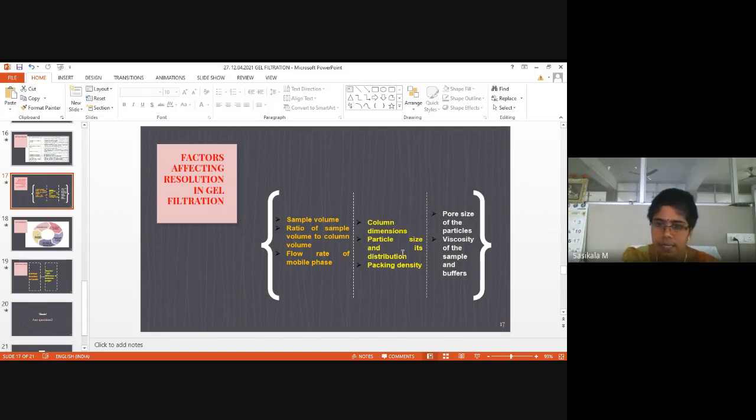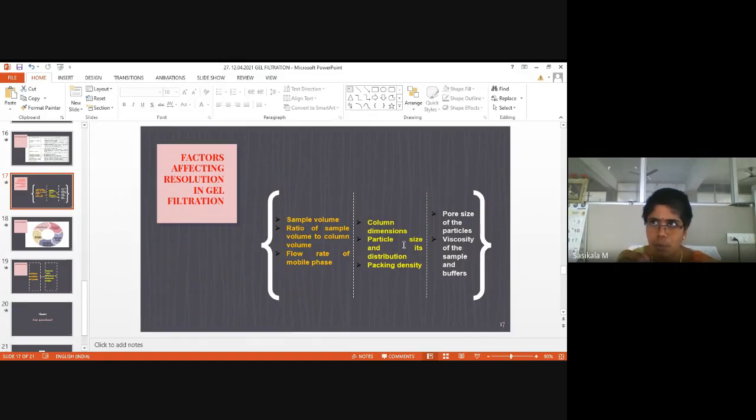Then particle size and its distribution. Particle size represents gel particle size, meaning stationary phase particle size and its distribution. Then packing density, gel packing density. Then pore size of the particles. When the particles are spherical and the gel particles are packed, they will form pores, right? A porous matrix.